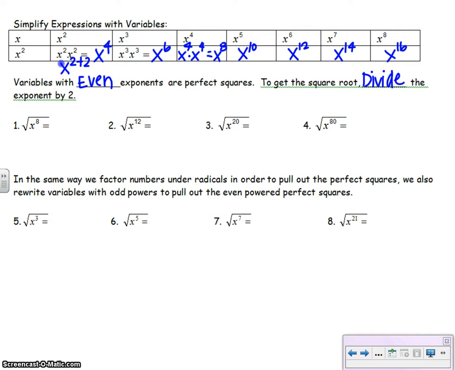So when we try and take the square root of x to the 8th, we're trying to think what times itself is x to the 8th. We can just divide the exponent by 2 and do x to the 4th is the square root.